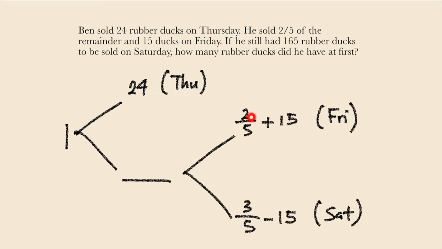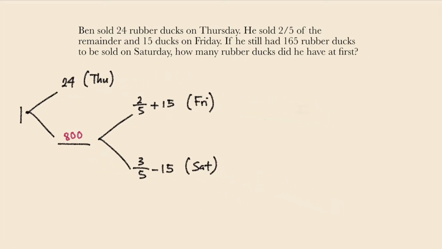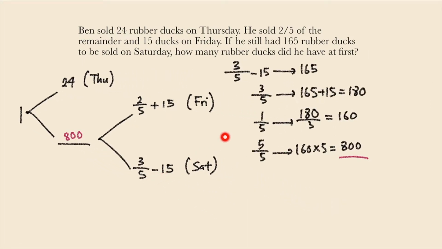Okay, so 2/5 of this remainder, an additional 15 actual ducks on Friday, which means 3/5 minus 15 on the remaining, which is Saturday here. Now we are told that he still had 165 to be sold on Saturday. That means we can say that this 3/5 minus 15 represents 165. Now push this negative 15 to the right side, we get positive 15, that's 180.